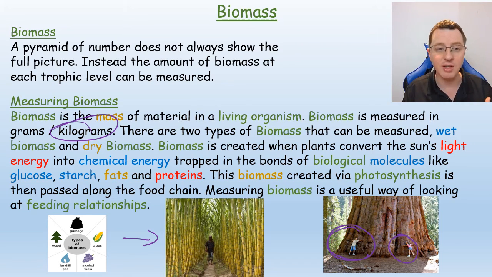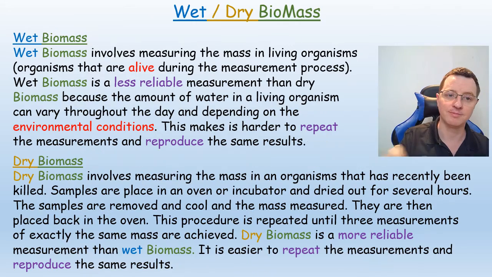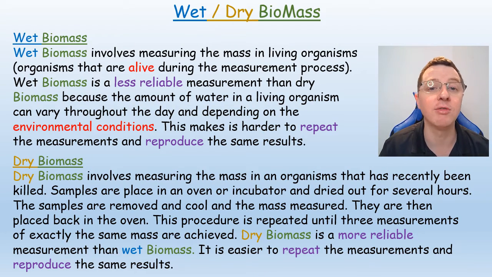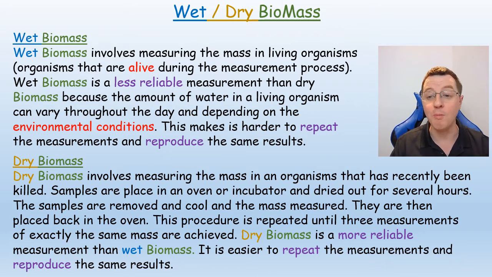And just consider how many kilograms of biomass will be in both of these particular species. So how do we measure this biomass? Well, we've got two measurements we could use. Wet biomass, which involves measuring the mass in living organisms, organisms that are alive during the measurement process, or dry biomass.